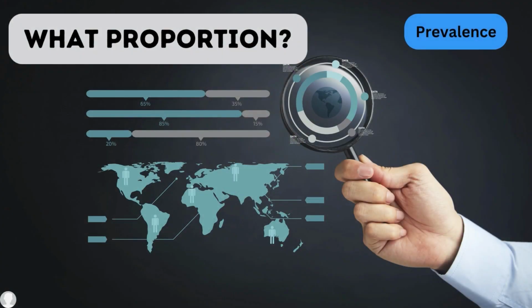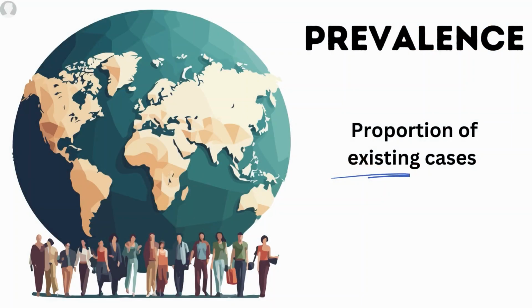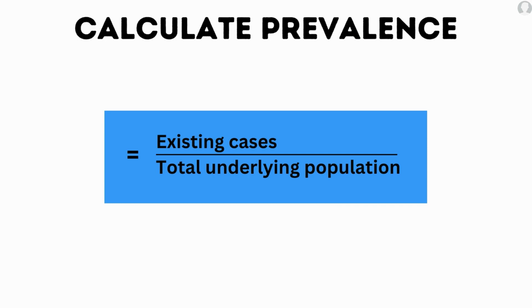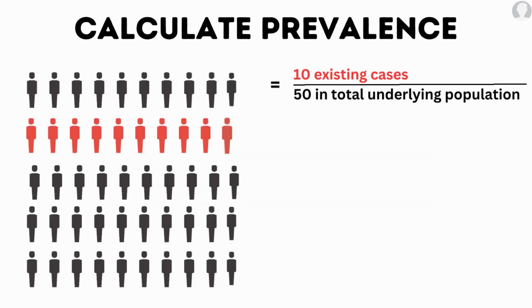Proportion can mean prevalence or incidence. Prevalence is the proportion of existing cases. For example, 10% of the US population currently has type 2 diabetes. Prevalence is calculated by dividing the number of existing cases by the total number in the underlying population. For example, in this population of 50 people, 10 people have a disease.